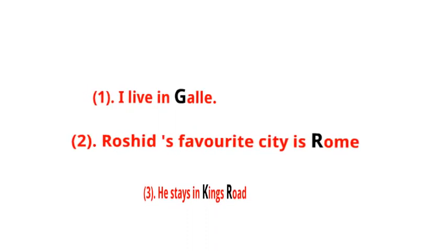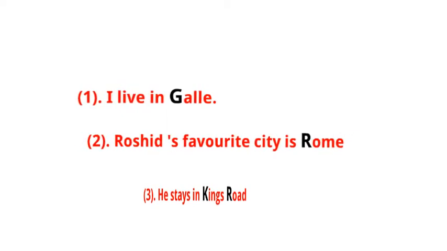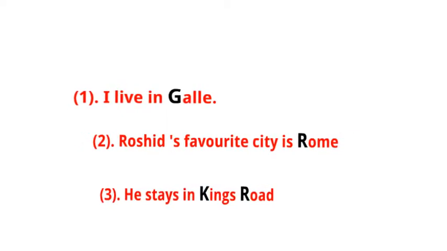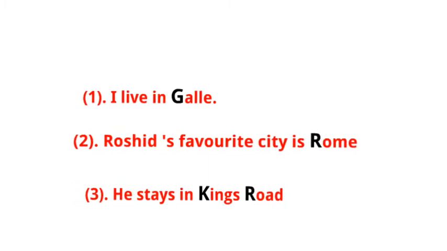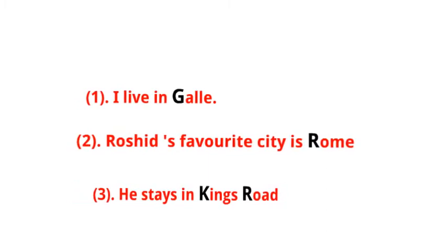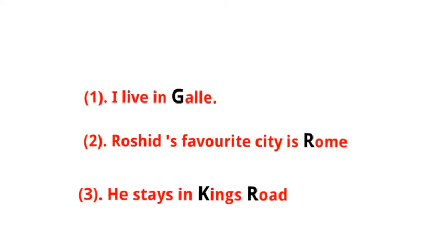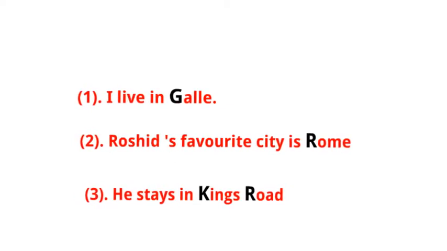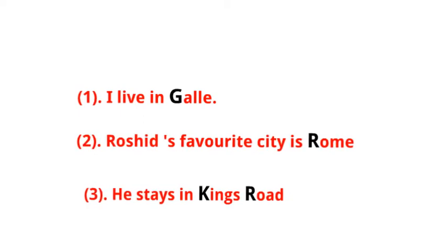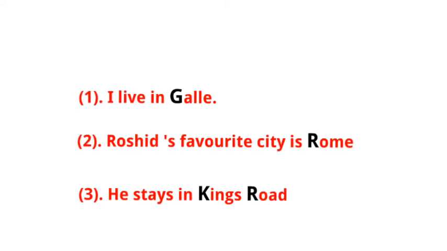Our third instance, you can see how to write the name of a road. Here is the instance. He stays in King's Road. King's Road is the name of a road. So, we have to write the letters K and R both in capital.